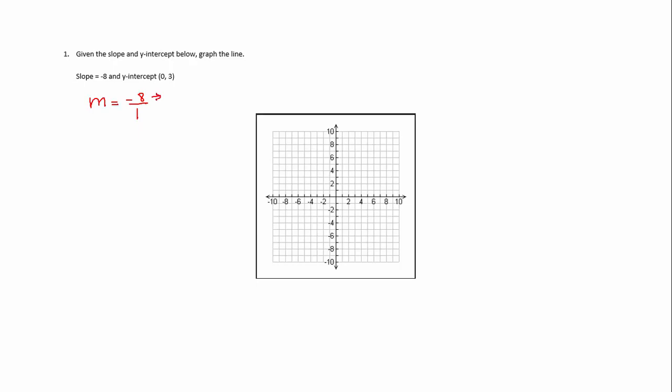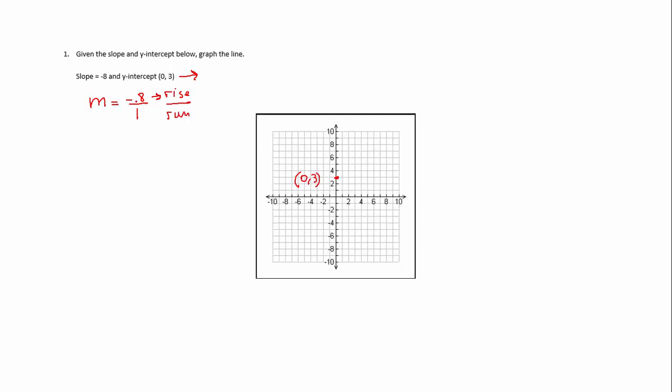Now I have rise over run. So the slope is always the rise over the run. And the y-intercept 0, 3. I can plot this on the graph. X is 0, y is 3. So here's the point. It's called the y-intercept, where the line crosses the y-axis.